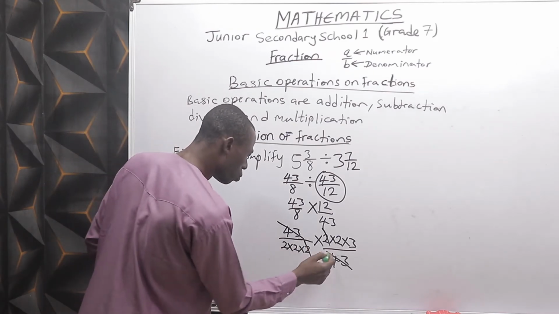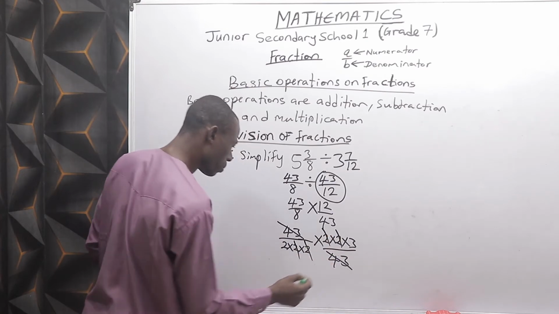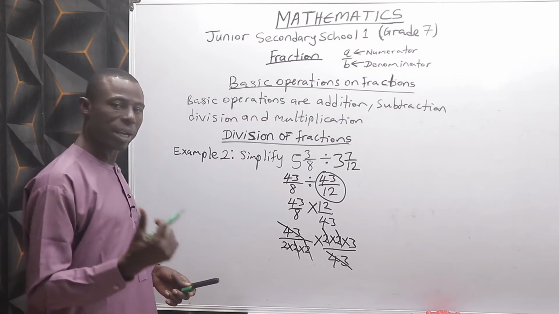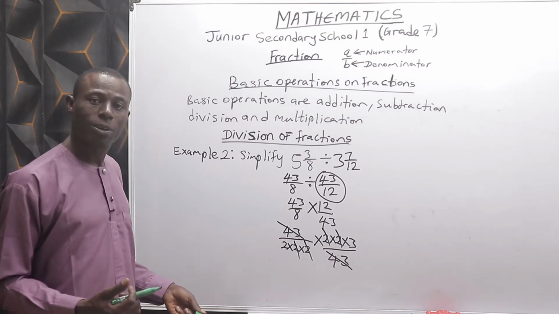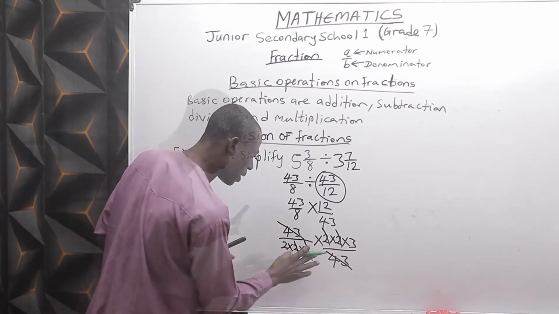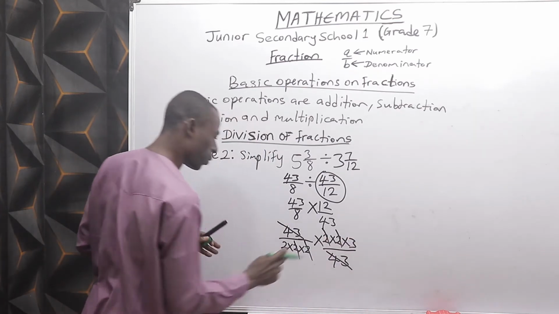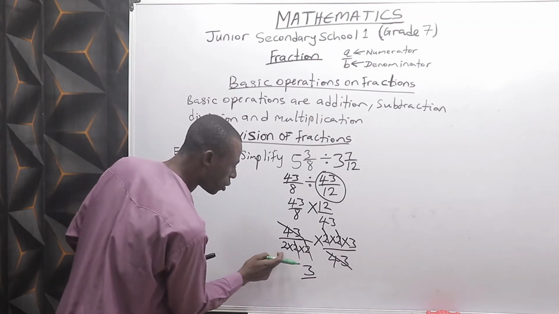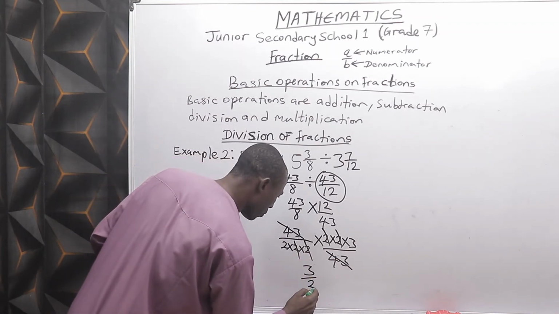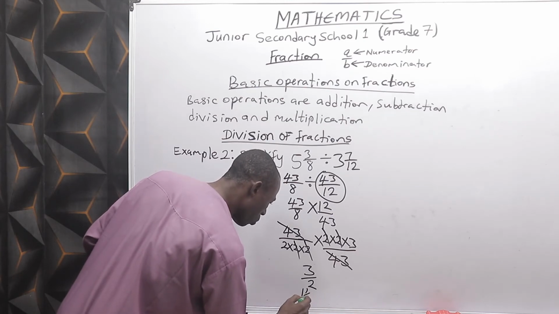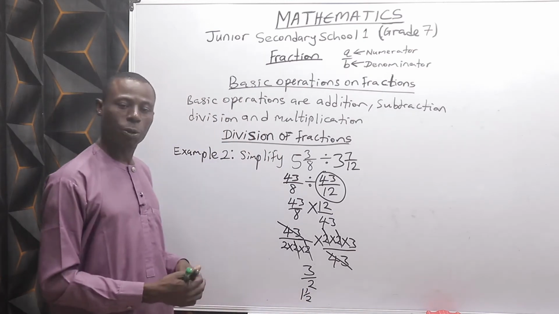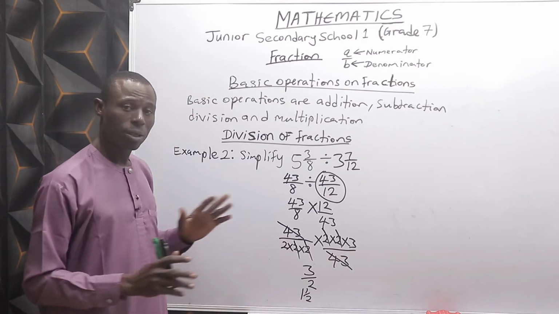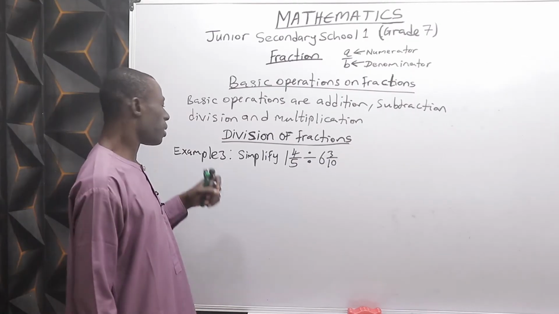So 2 cut 2, another 2 cut 2. So what else? Oh, what a coincidence. In our example 1, we get 3 over 2. This is purely coincidental. At the numerator level, what do we have left? Across, we have 3. At the denominator level, we have 2 left, which is 1 over 2. What a coincidence. That's the answer we got for example 1. Just coincidental. Let's look at this example 3.